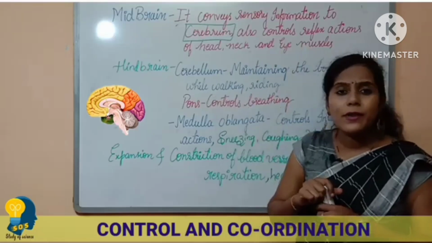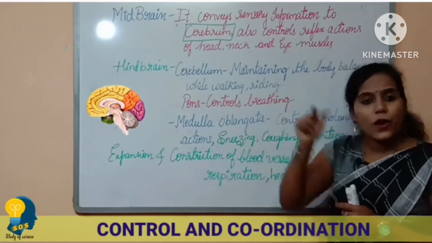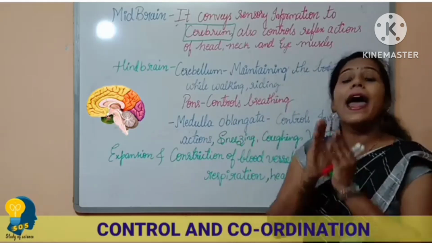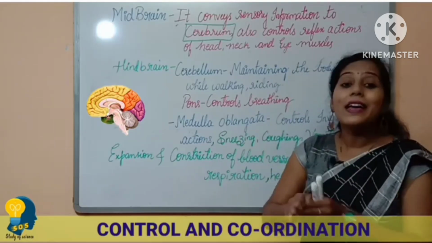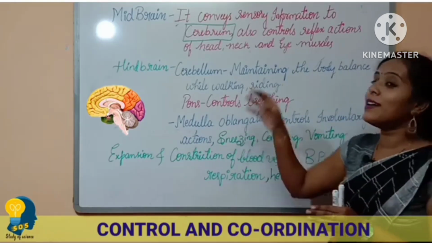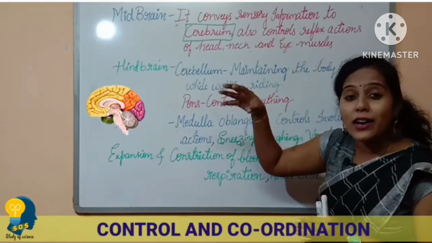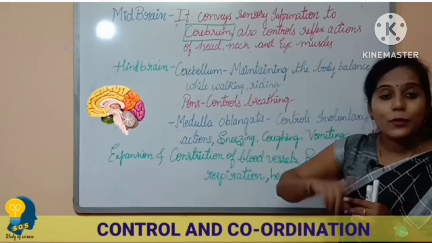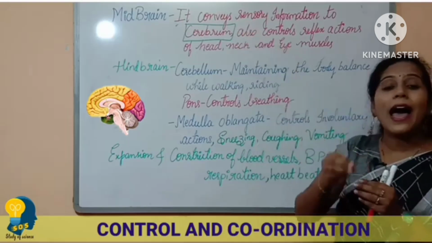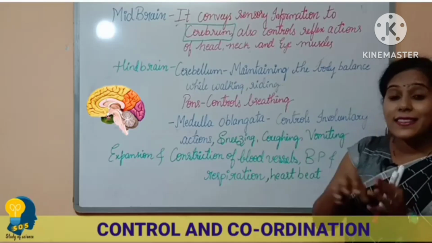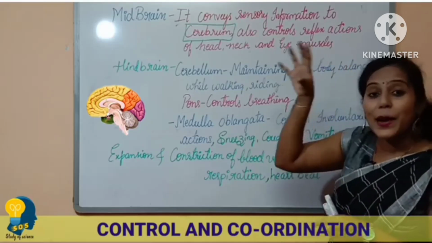Then what were the thalamus and hypothalamus doing? They were also doing the same thing, right? So similarly, the midbrain also helps in conveying the sensory information from the sensory organs to the cerebrum. Both the thalamus, hypothalamus and the midbrain have some supporting part in sending the sensory information to the cerebrum.